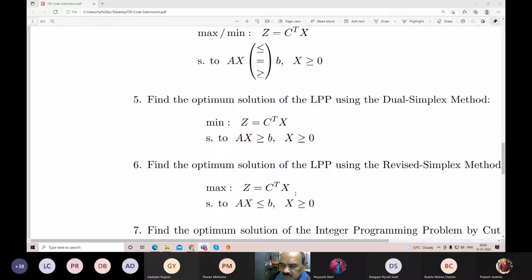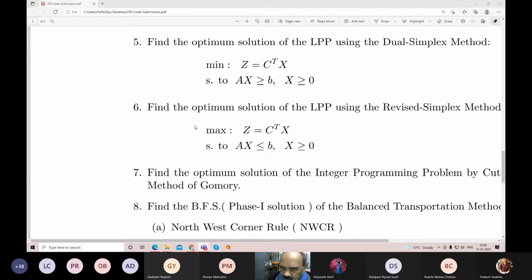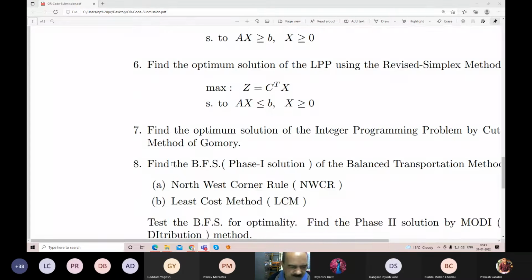About the revised simplex method: in the revised simplex method, two parts are there. One is the product form of inverse. Another is the revised simplex method. Is it audible? Okay. So 5 and 6 you can interchange, but keep it as it is. First you write code for 6, then for 5. Problem 5 is already ready. Then the 7th one is about integer programming.